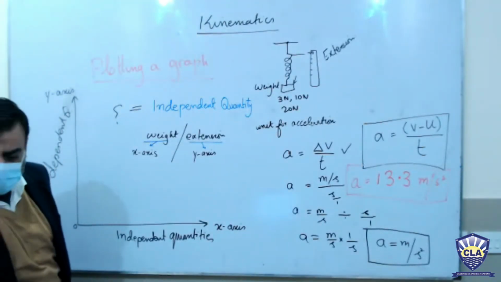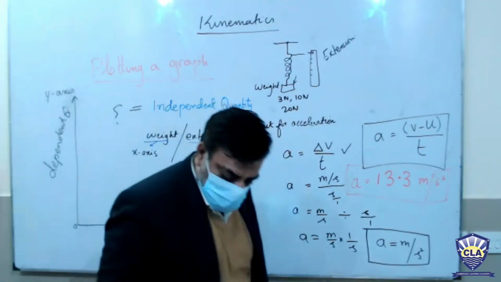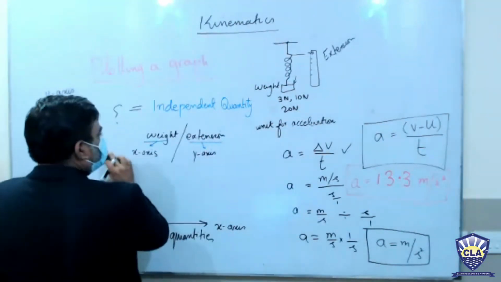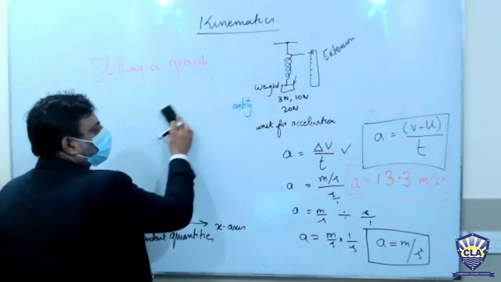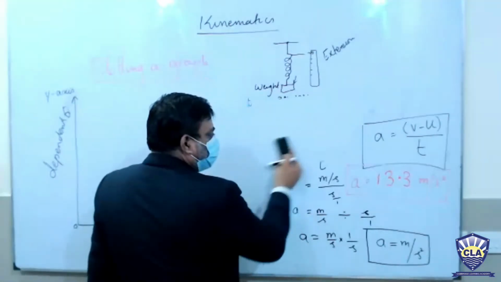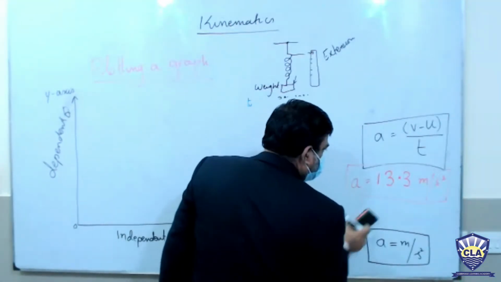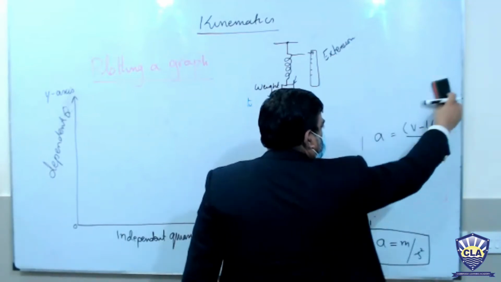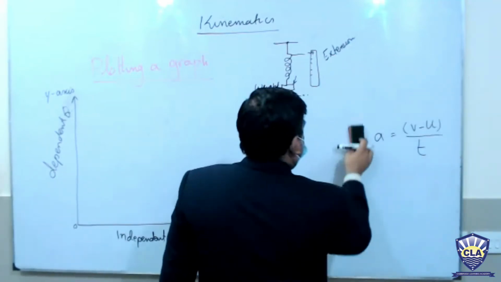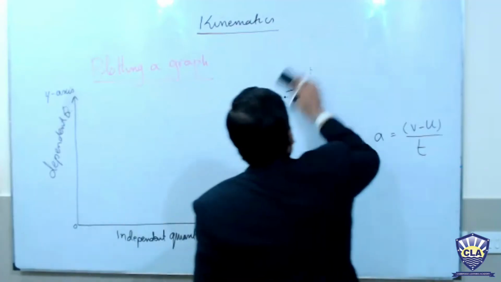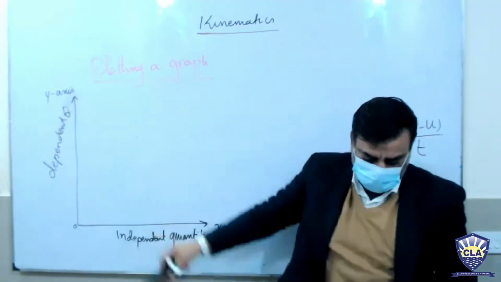Is that okay, beta? Shabash, good. All right. So I'm sure you got a good idea of dependent and independent quantities. Yes, sir. Shabash.